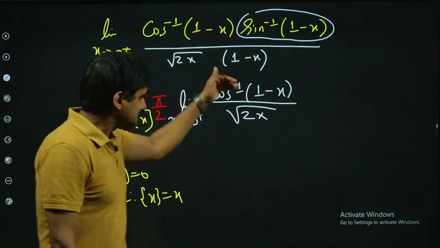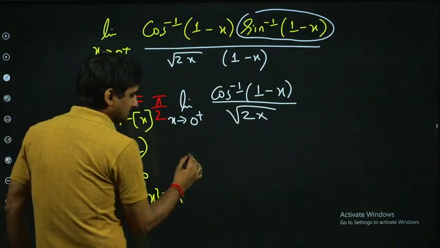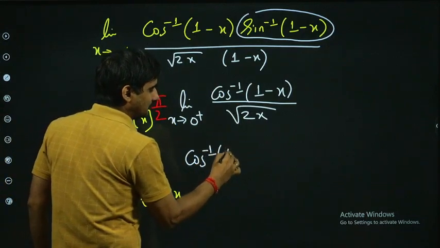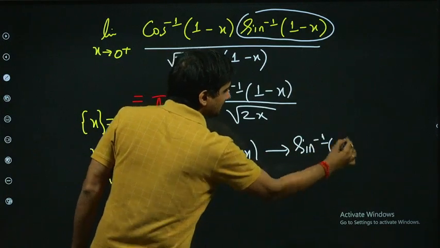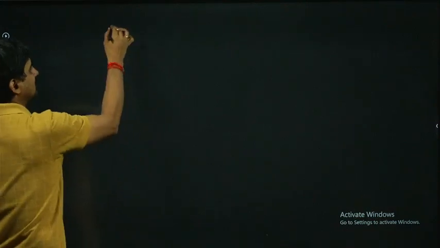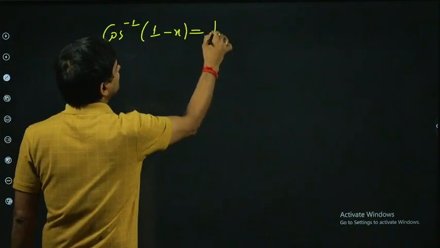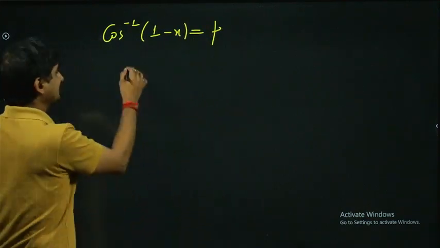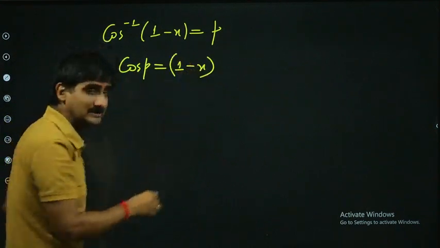Now, of course, this is 0 by 0 form, but then again, if I have to use the identity, I will convert cos inverse of 1 minus x to sine inverse. And how can we do it? Using our famous Pythagoras. How? See, cos inverse of 1 minus x, if we assume it to be p, children, so I can write cos p as 1 minus x. I believe all of you agree, isn't that?